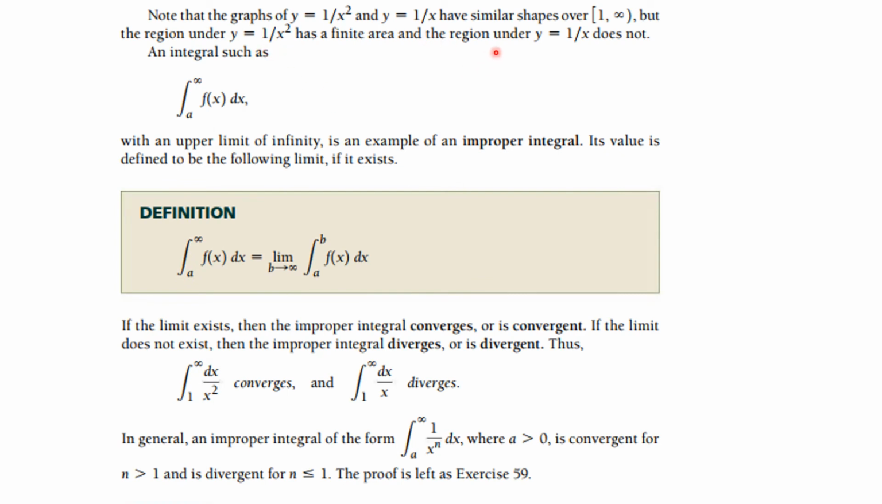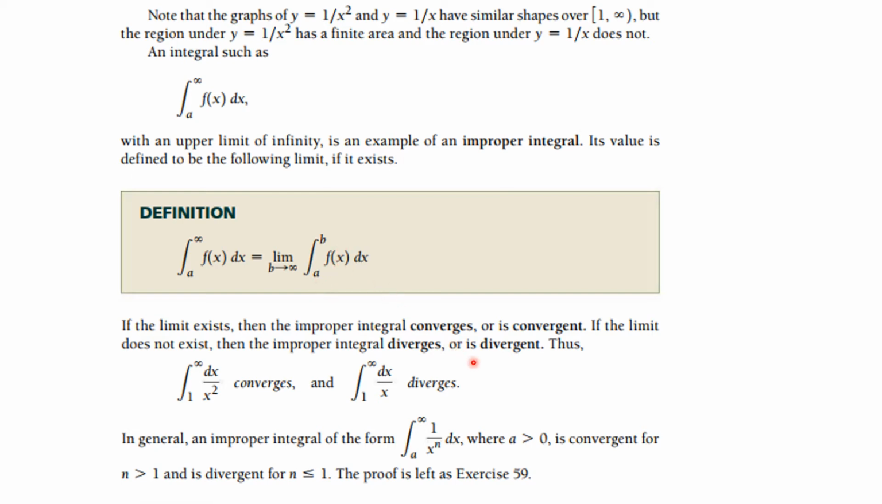So even though the two graphs have somewhat similar shapes, one has a finite area, the other does not. So what we're going to do is talk about what an improper integral is, and here is one kind of improper integral: we will not be going from a to b, we're going from a to infinity. Here's the definition, and we will use this to do these calculations. The improper integral from a to infinity of f of x dx is equal to the limit as b goes to infinity of the definite integral from a to b of f of x dx.